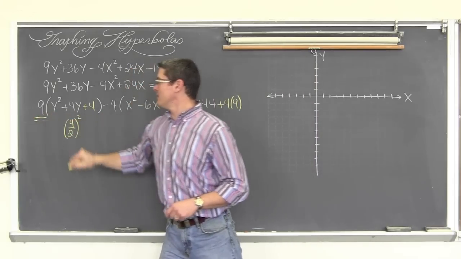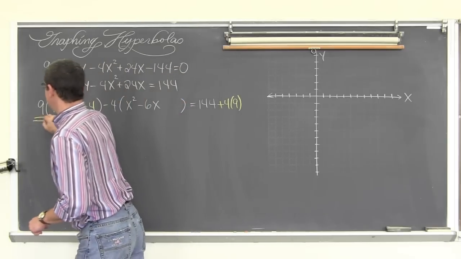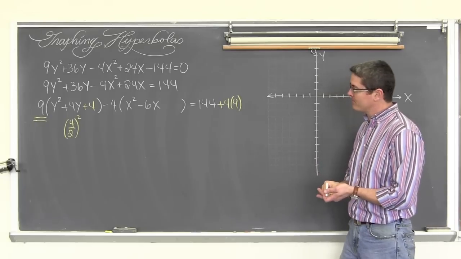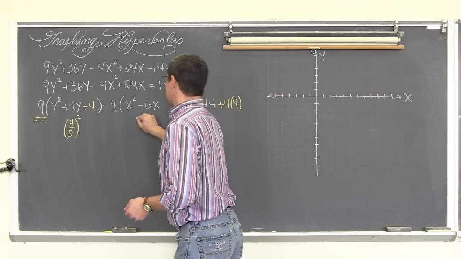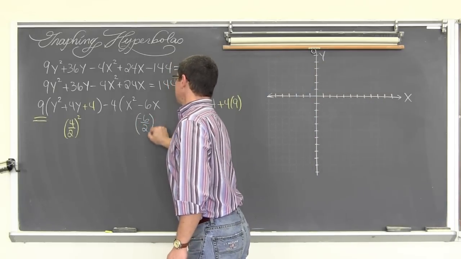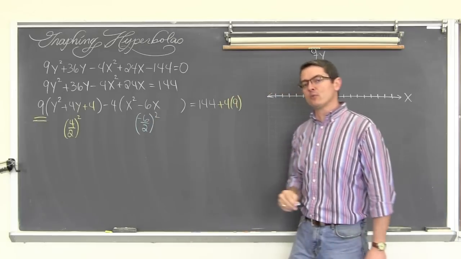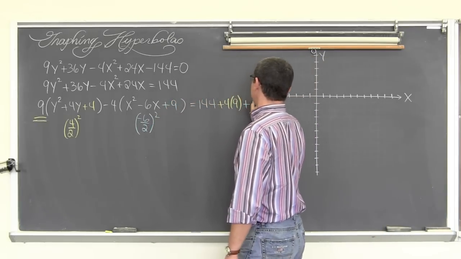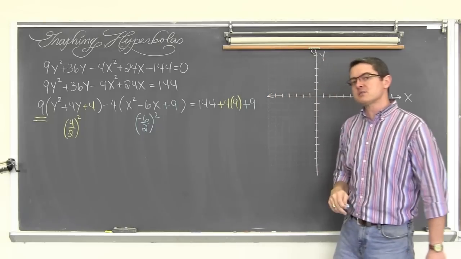Now let's not forget there are 9 of these groups. We had a factor out of 9, so it's going to be 4 times 9 on the right-hand side. Half of negative 6 squared, well, that's going to be negative 3. Negative 3 squared is 9, so add that 9 to the right-hand side.